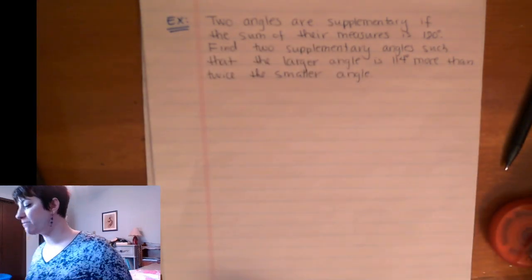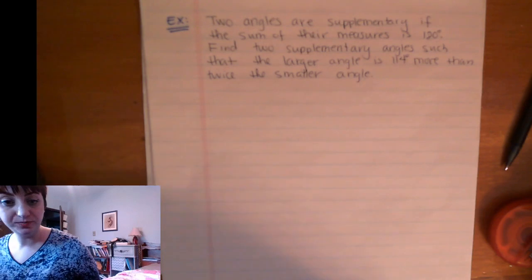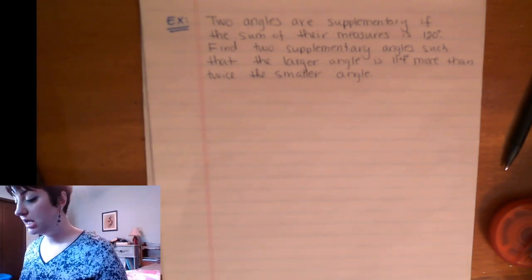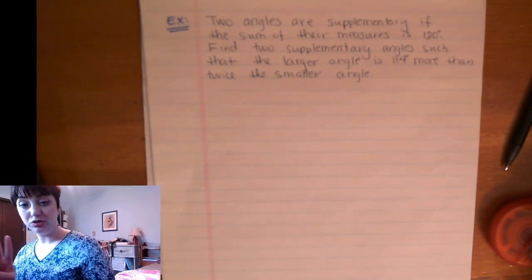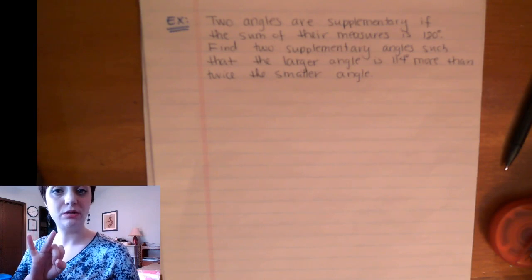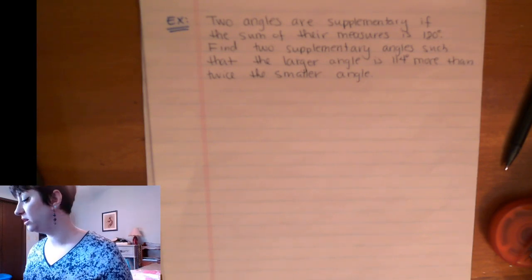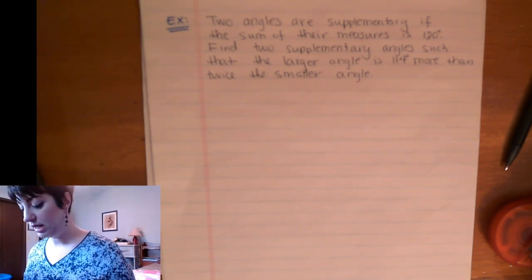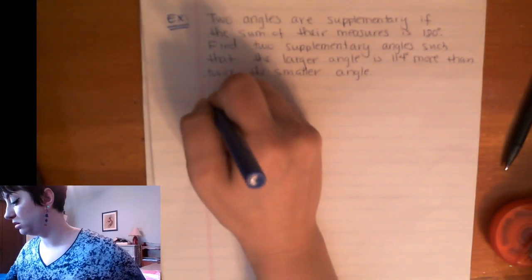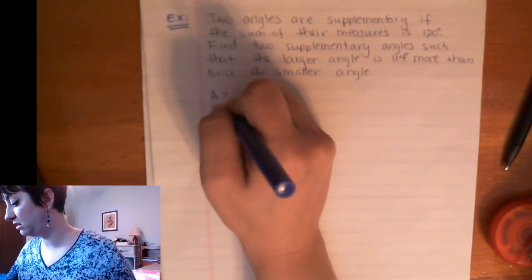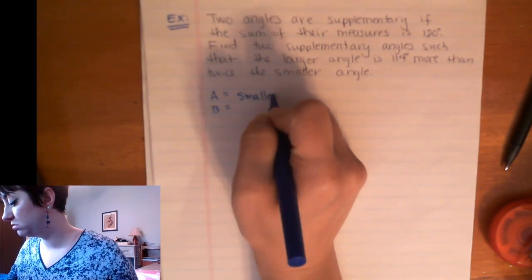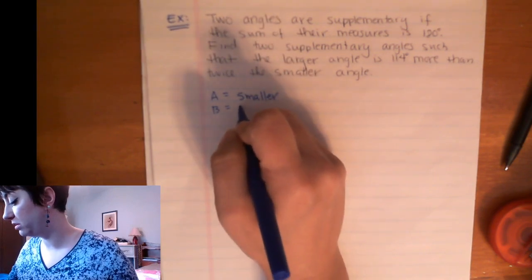So I need two angles, right? And I think I've talked about this in class. I have two angles I need, so two unknowns, which means I'm going to need two equations, and that's where the system of equations is coming in. Let's go ahead and make two angles. Just call them A and B. I'm going to make A the smaller angle and B the bigger angle.